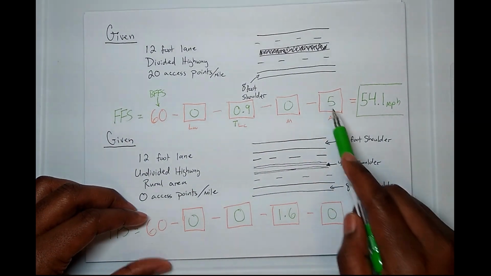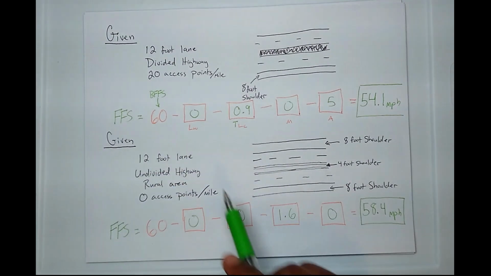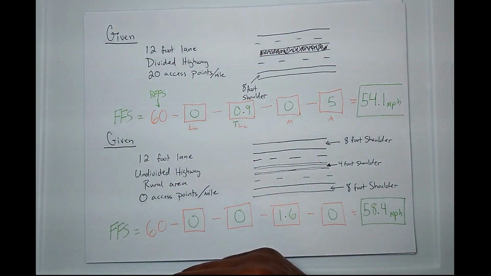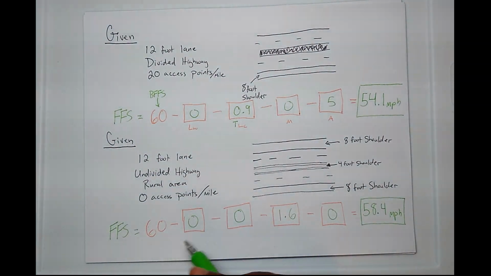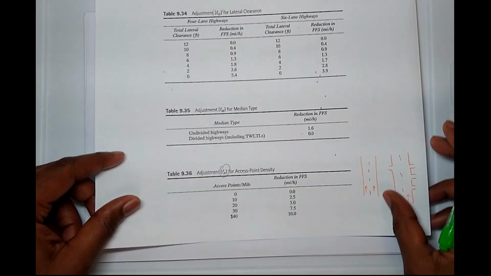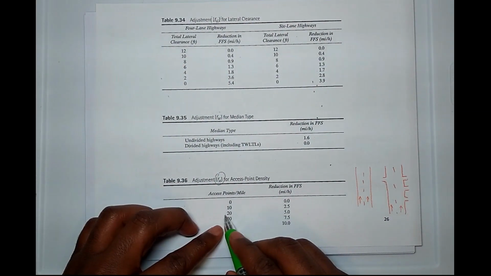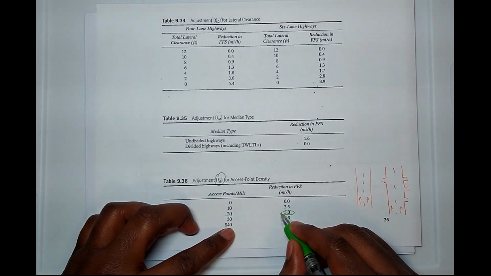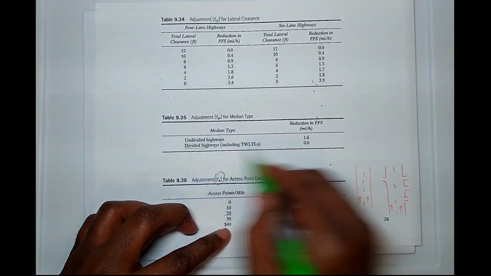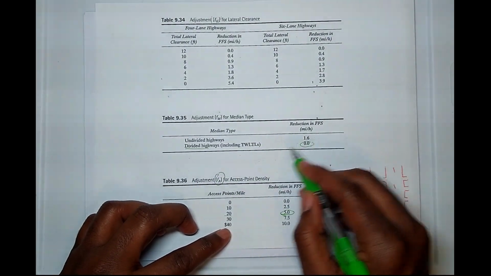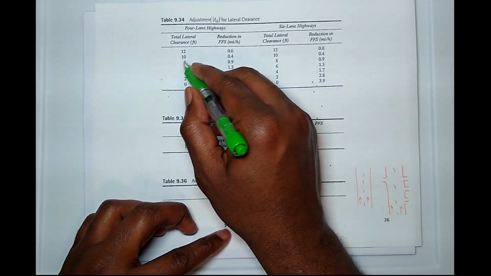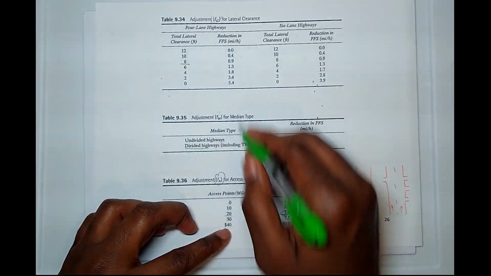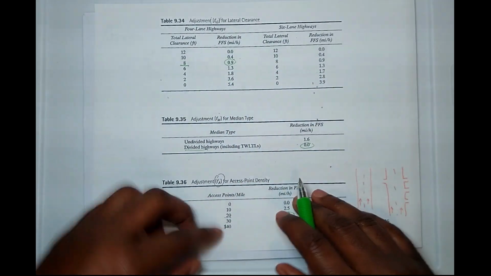So we subtract 0, and then you have multiple access points, and for that reason we subtract 5. So if you're looking at it, multiple access points, we're subtracting 5. It's a divided highway, subtract 0. It's a four-lane road where we have a total lateral clearance of 8, we subtract 0.9.